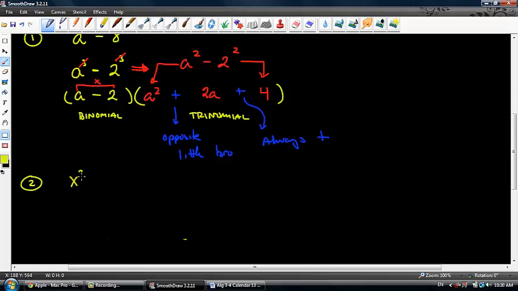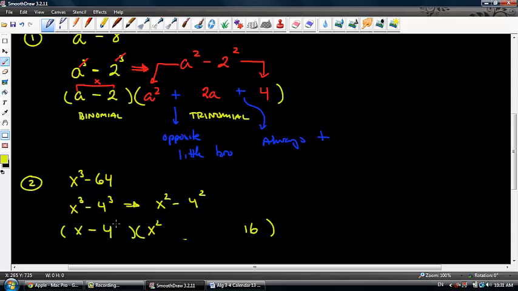If I say x to the third minus 64, well, I'm going to do this step by step first. This is x to the third minus 4 to the third. Little bro, big bro here. First little bro gets x minus 4, and that reduces this into x squared minus 4 squared. Well, big bro gets an x squared, and it gets a 16. The middle term is going to be little bro multiplied, so 4x. And then opposite little bro is positive. Big bro is always positive in the end.